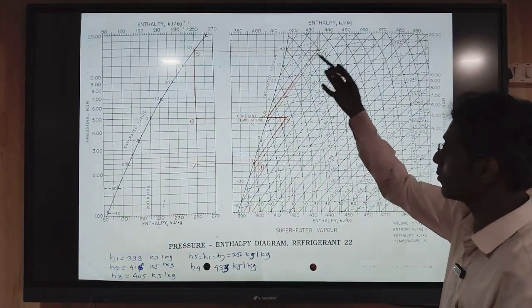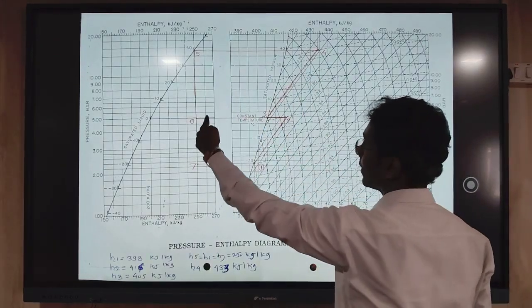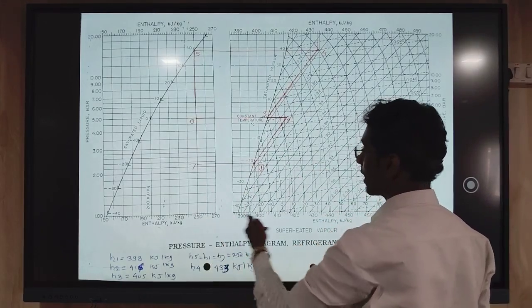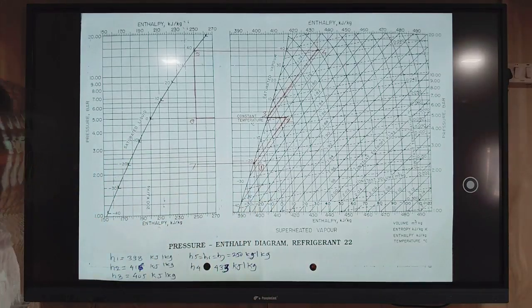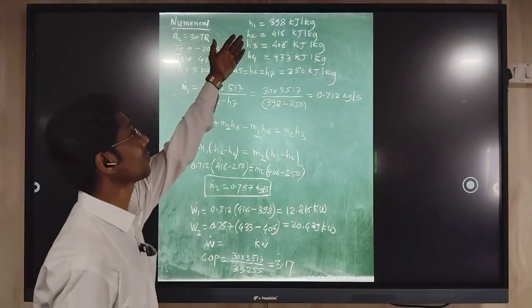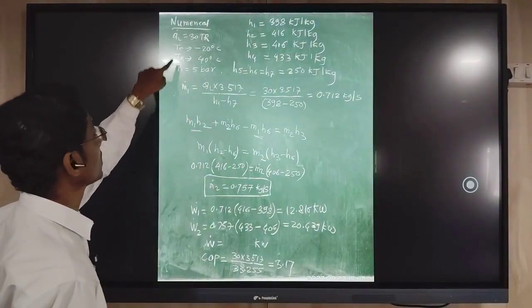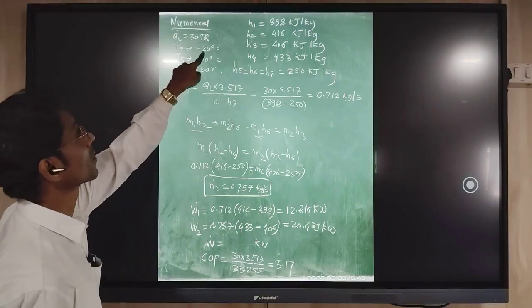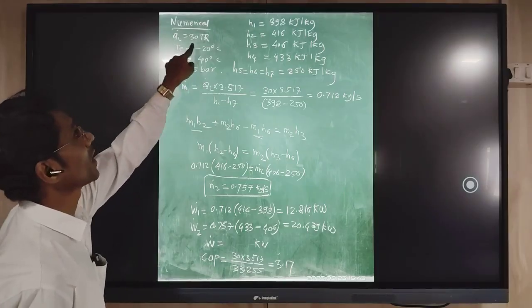So in this way we located all the points on the chart, and when we drop them onto the scale at the bottom, we find the enthalpies. These enthalpies we will use in the numerical to calculate the performance parameters. First of all, we have listed all the enthalpies obtained from the chart. Here are the given data: evaporator temperature, condenser temperature, intermediate pressure, and cooling capacity.